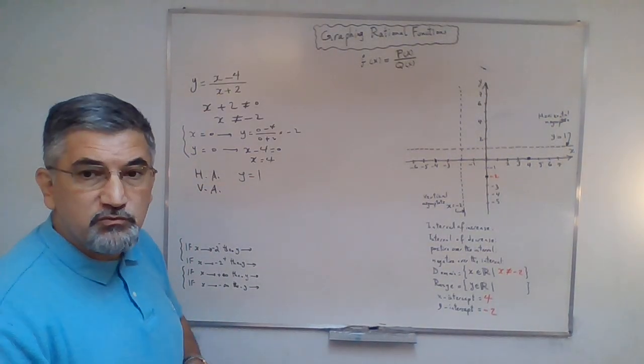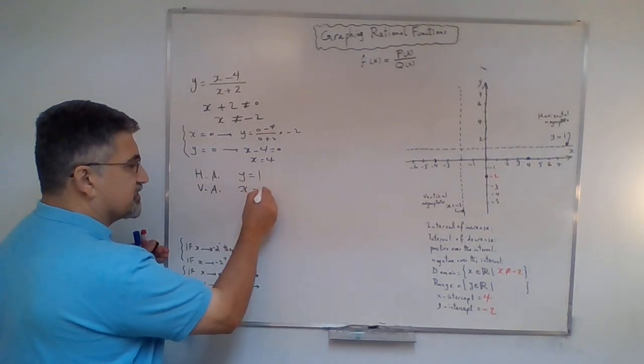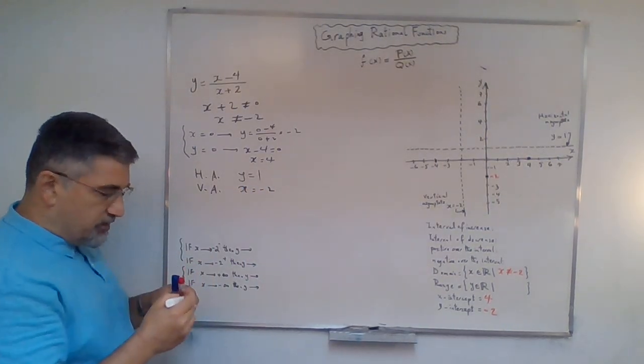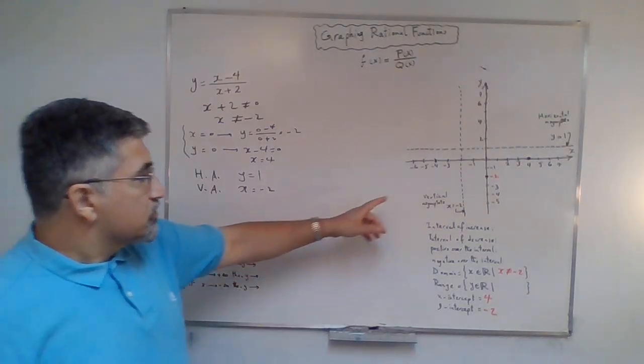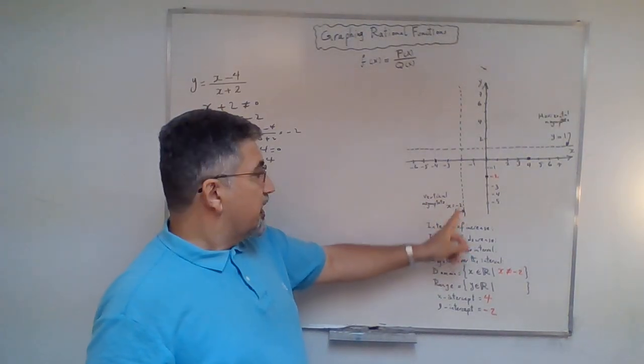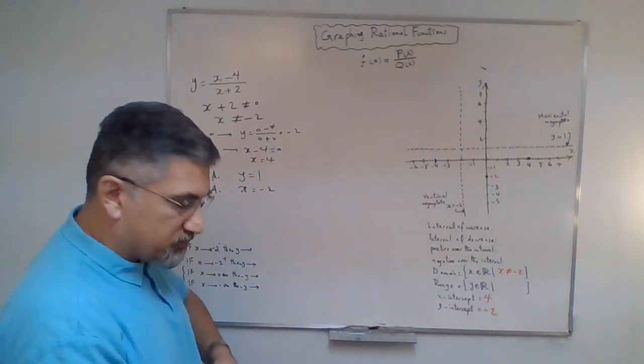The vertical asymptote is found by setting the denominator equal to 0. If you set the denominator equal to 0, clearly x equals negative 2 is the vertical asymptote's equation. So we're going to draw x equals negative 2, the vertical asymptote, and y equals 1, the horizontal asymptote.